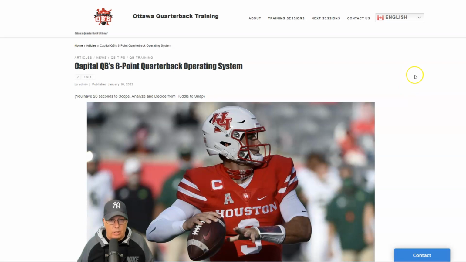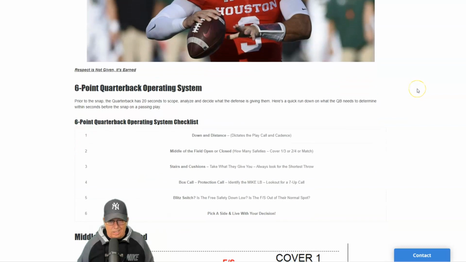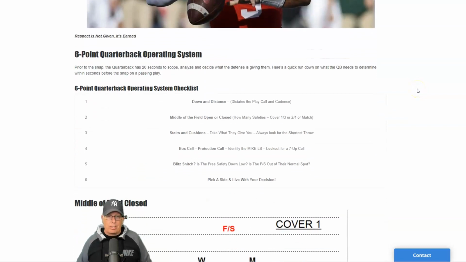All right, let's get into the Capital QBs 6-point quarterback operating system. Just like your computer has an operating system, either Apple or Microsoft, you need something to help you form an opinion. Depending where you're playing, in the United States or in Canada, when you break that huddle, in the States they give you 40 seconds. In Canada, you've got 20 seconds in the Canadian Football League.